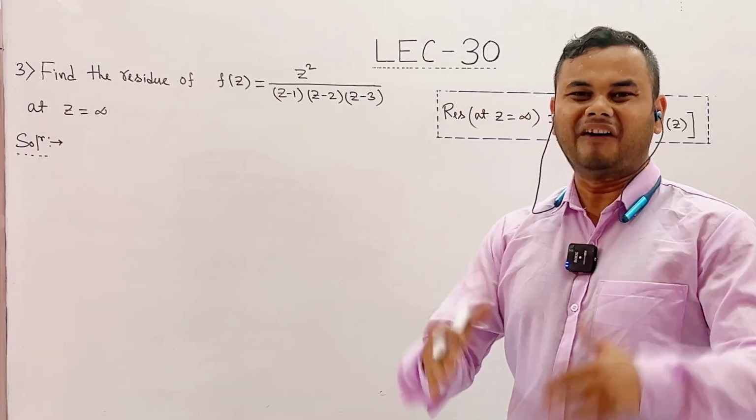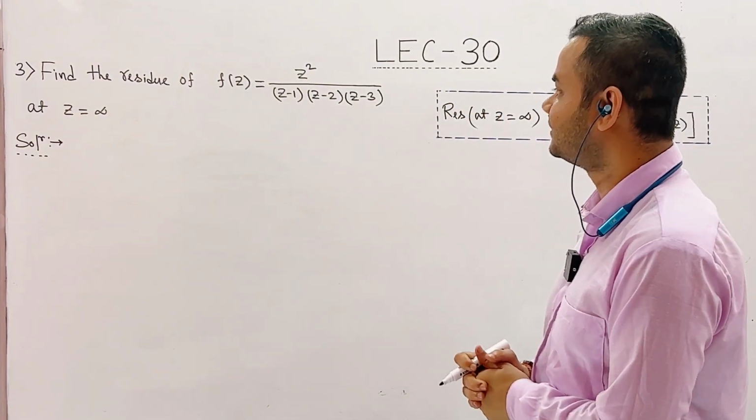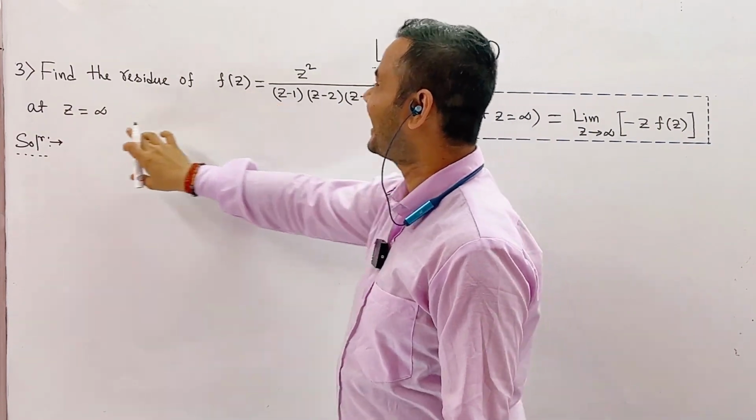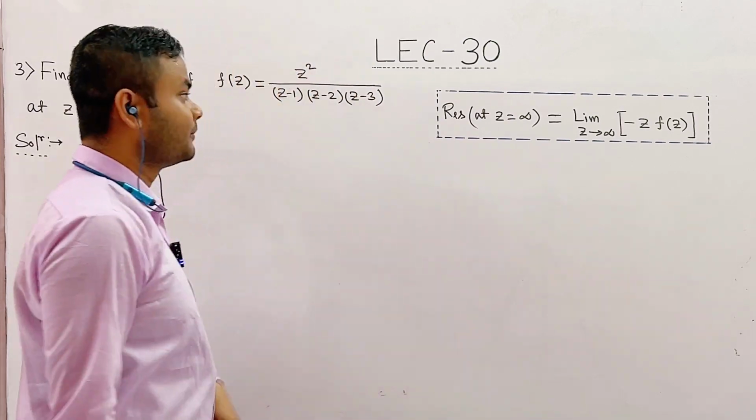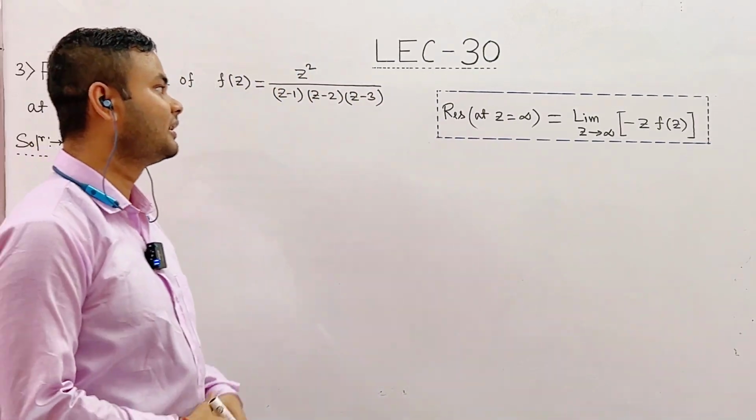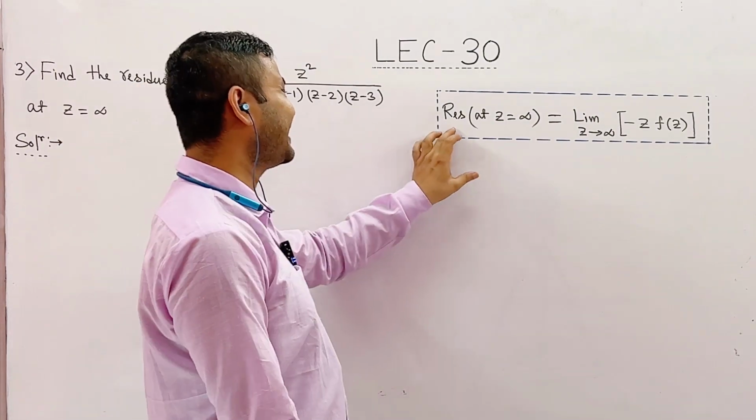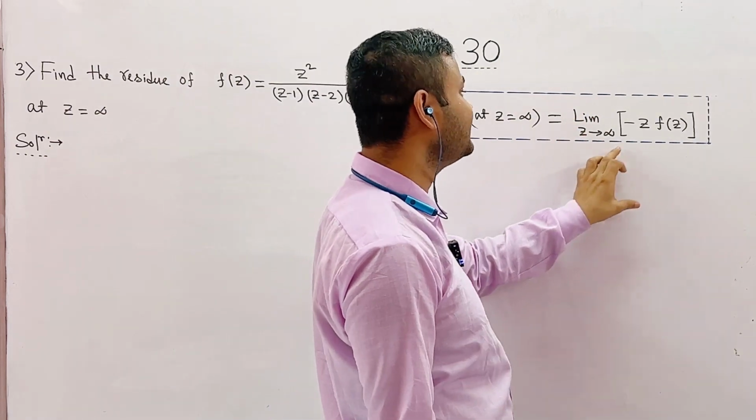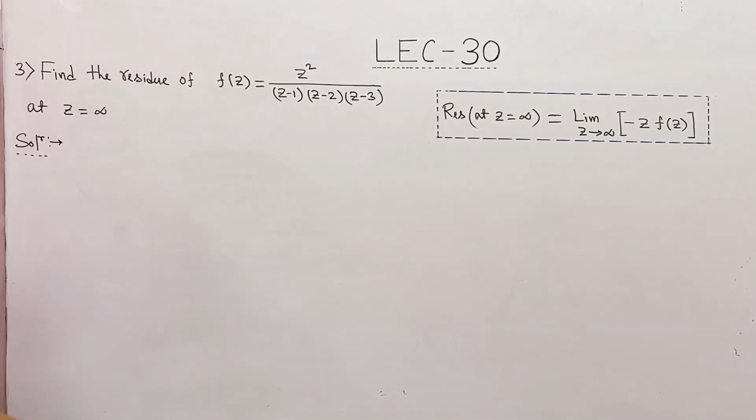Okay? Finally, let me solve problem number 3. According to problem number 3, we have to find out the residue of the function this one at z equal to infinity. Students, for solving this problem, we have to use method number 4. According to method number 4, the residue of a complex function at z equal to infinity is given by limit z tends to infinity of minus z into f of z. Now, let me solve this problem.